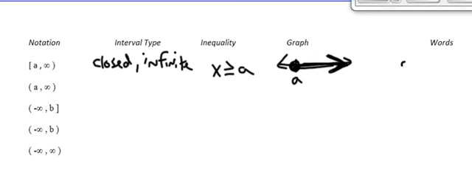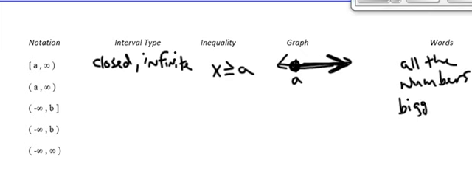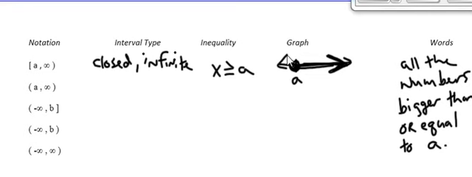And so in words, we're looking at all the numbers bigger than or equal to a. You can use words like all the numbers starting at a and going to infinity, including a. You can use words like starting at a and going to infinity, and all of those things would be fine, but this is a good summary of what that is also.